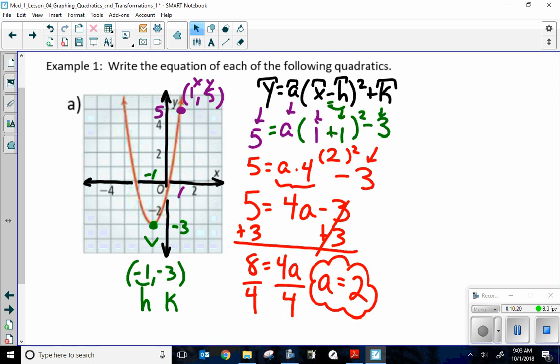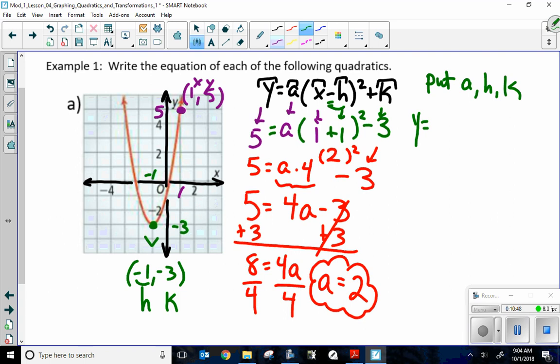We still need to write the equation. Once you have your a value, all you do is put a, h, and k in your formula. How come? Because every time we have an equation, we need an output, which is a y, and we need an input, which is x. So we always need our independent variable x and our dependent variable y. So I'll leave it y equals a, which we now know is 2, times x. We have our h and k right here, plus 1 squared minus 3.